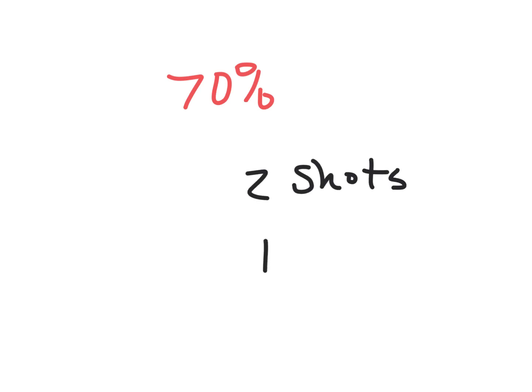So for our first question, we have a student in here who says that they are about a 70% free throw shooter. They get 2 free throws at the end of the game, 2 shots. What's the probability they'll make 2 out of 2?